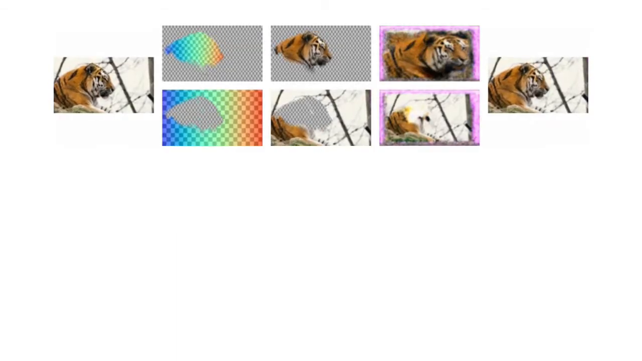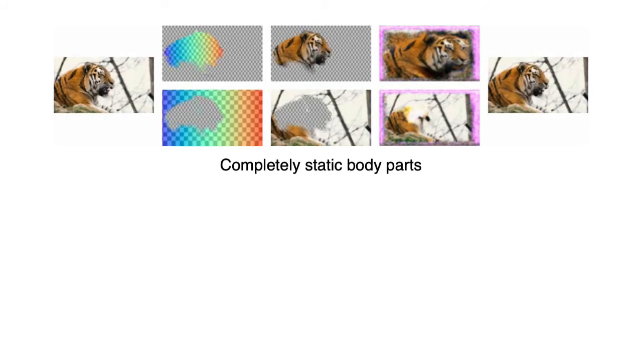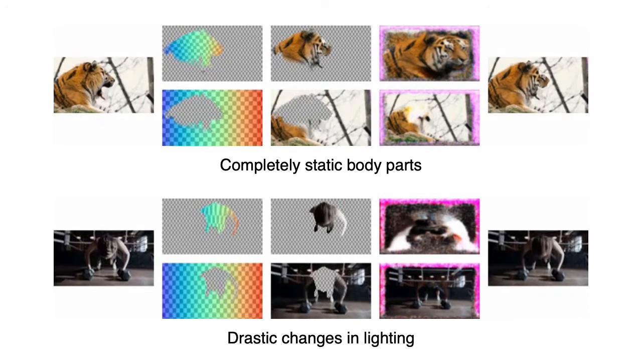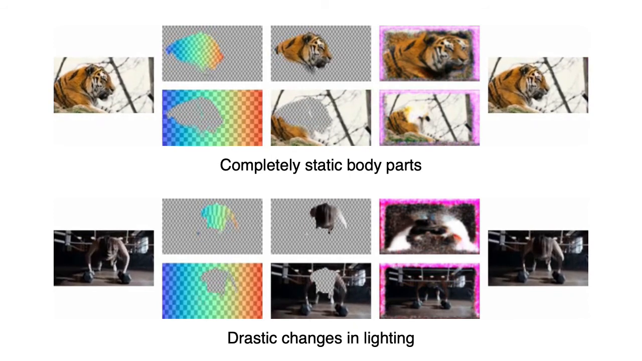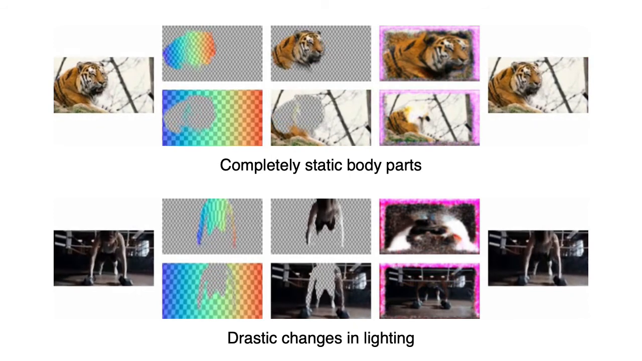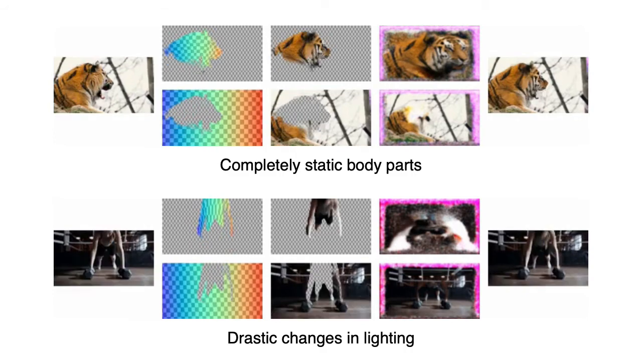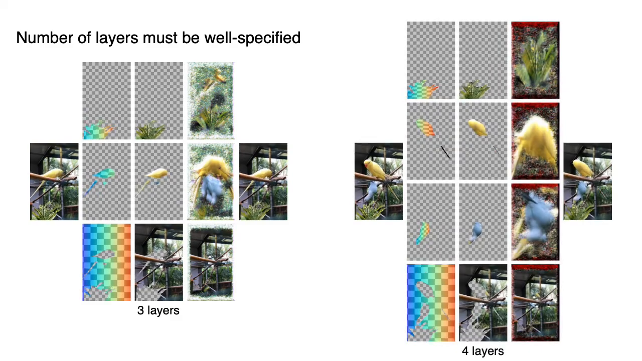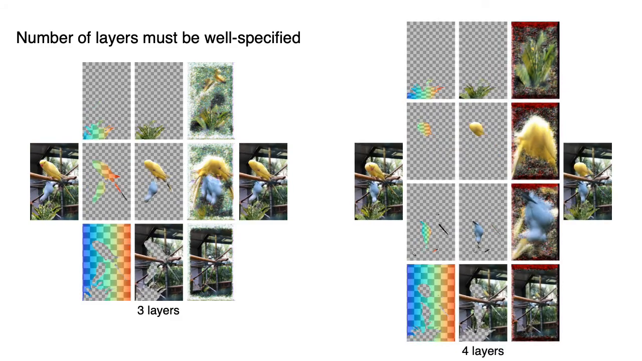Our method struggles to segment out parts of the body that are static over the entire video, and also cannot model well drastic changes in lighting. And the number of layers must be well specified. Here, the two parrots are grouped into the same layer. However, when we add an additional layer, they are well separated.